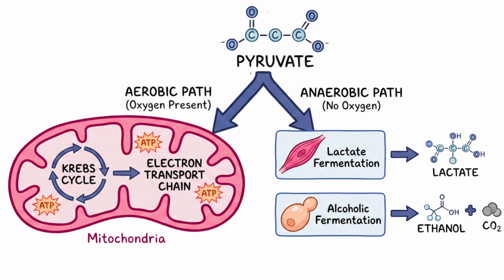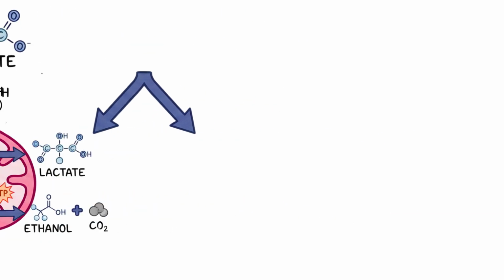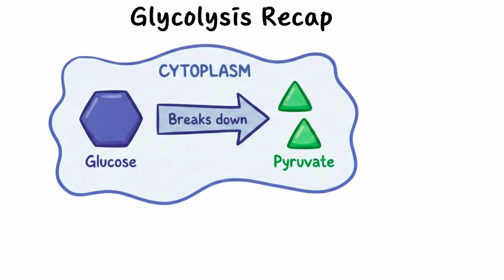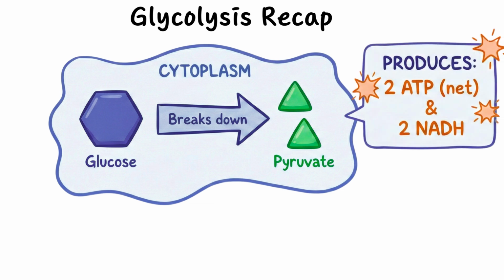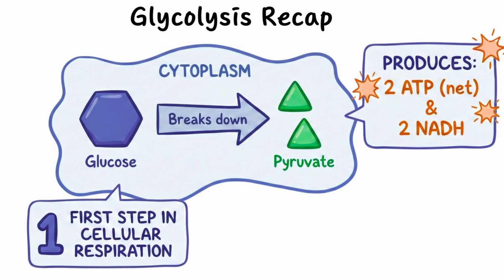So, let's do a quick summary. Glycolysis is the breakdown of glucose into pyruvate. It happens in the cytoplasm and it produces two net ATP molecules and two NADH molecules. It is the first step in cellular respiration and it can work with or without oxygen.